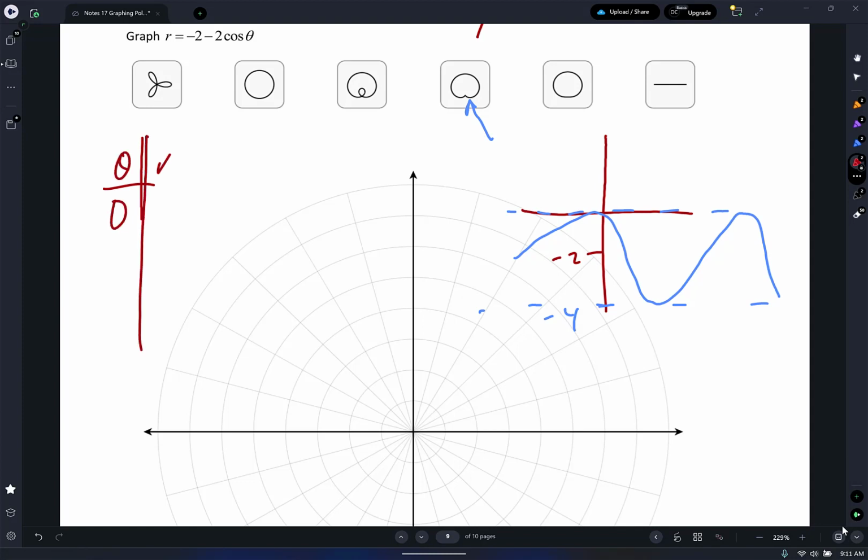I'm gonna put a 0. Cosine of 0 is 1. 1 times -2 is -2. -2 minus -2 is -4. So 0, -4. So here it is. 1, 2, 3, 4, point. The angle 0, -4.